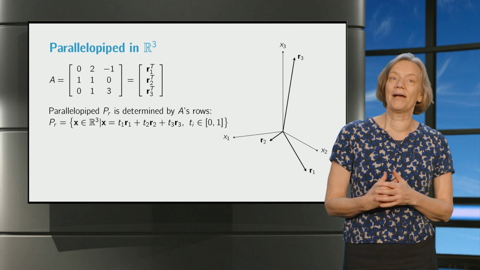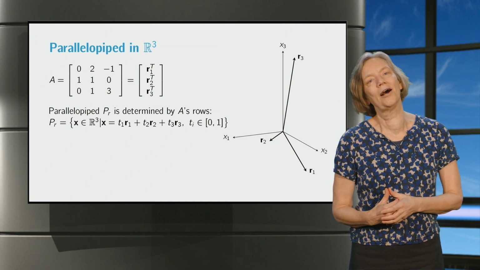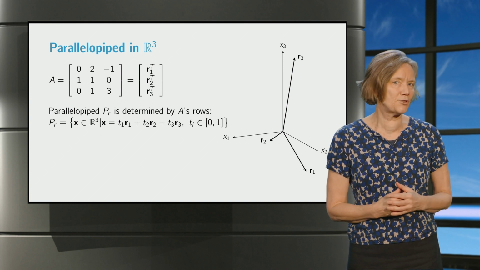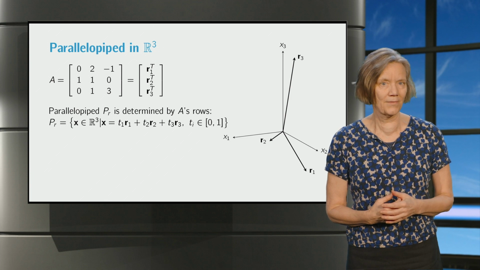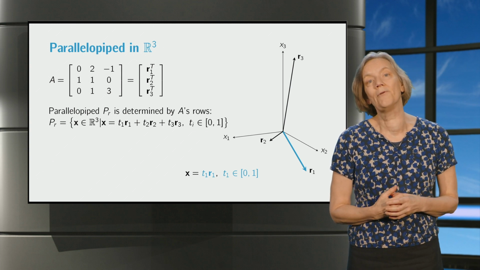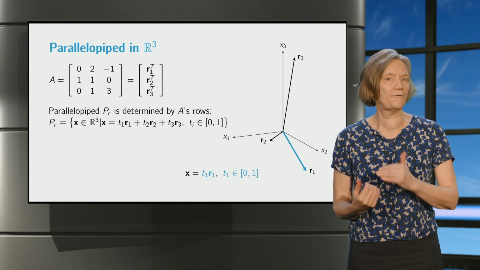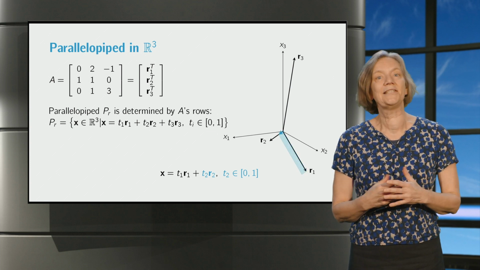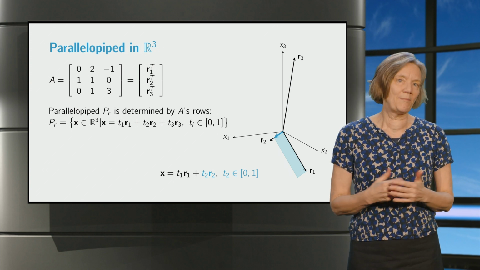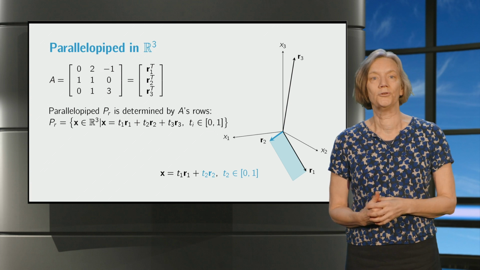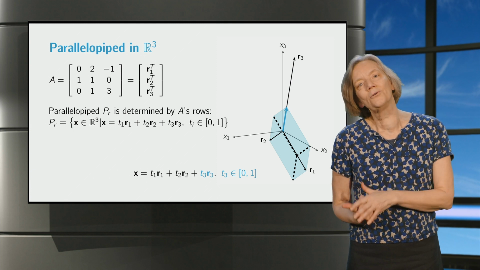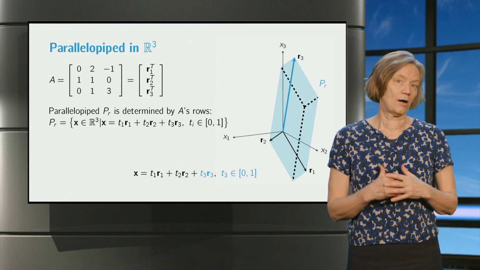These rows define a parallelepiped in R3, which we call PR. PR is the set of linear combinations of the rows, where the weights are restricted to values between 0 and 1. If T1 is a value between 0 and 1, all vectors T1 R1 lie on the line segment of vector R1. If we add T2 R2 with weight T2 between 0 and 1, the set is a parallelogram with edges R1 and R2. And if we add T3 R3, the set is a so-called parallelepiped, a sheared block.